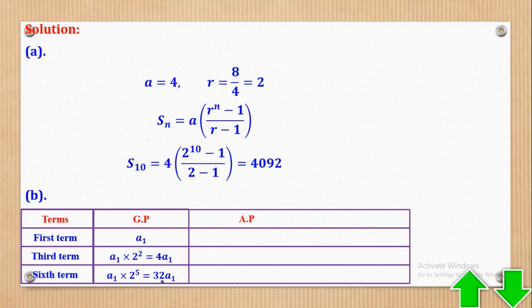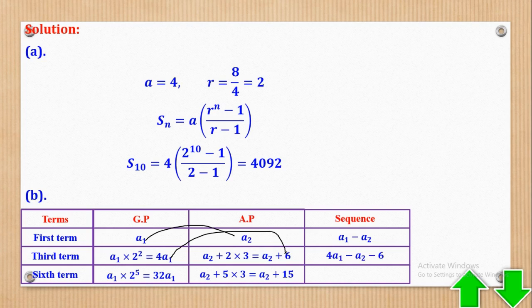What about the AP? AP first term, let it be A2, third term will be A plus 2D, which is that. Then sixth term will be A plus 5D, which is that. Now the sequence will be got by subtracting. So this minus this gives me the first term of the sequence. This minus this gives me the second term of the sequence. This minus this gives me the third term of the sequence. So this is the first term, second term, and third term of the sequence.